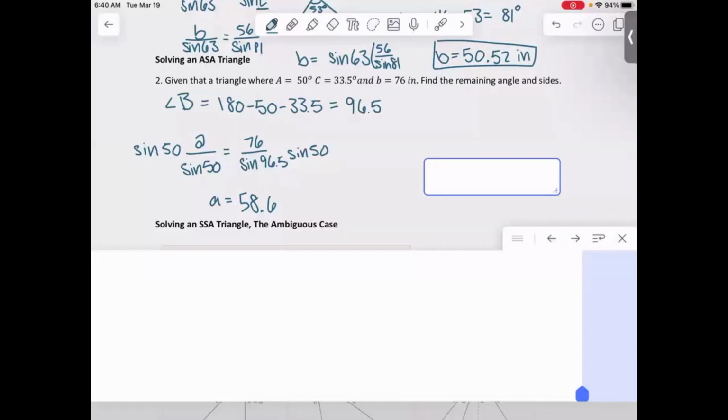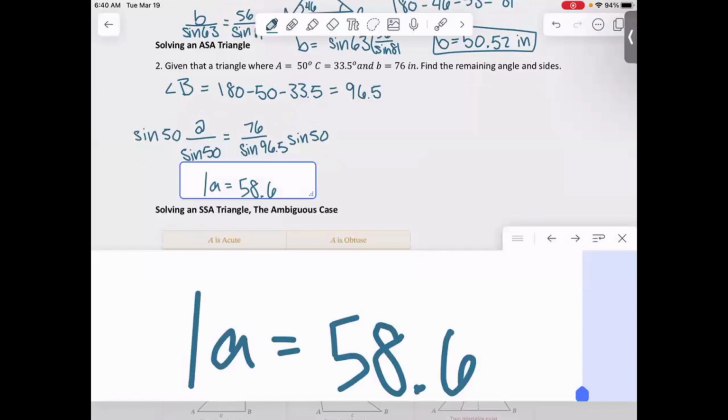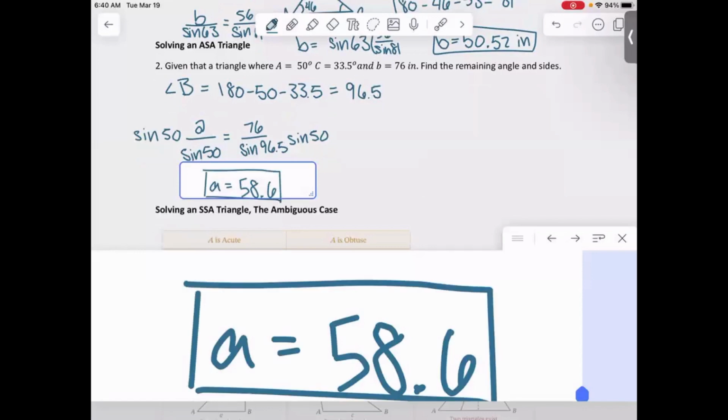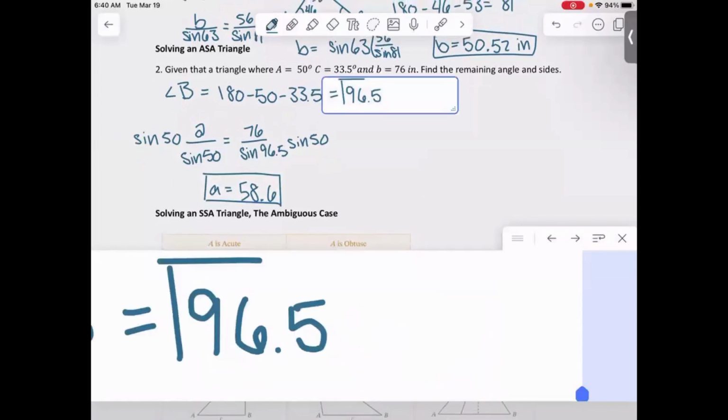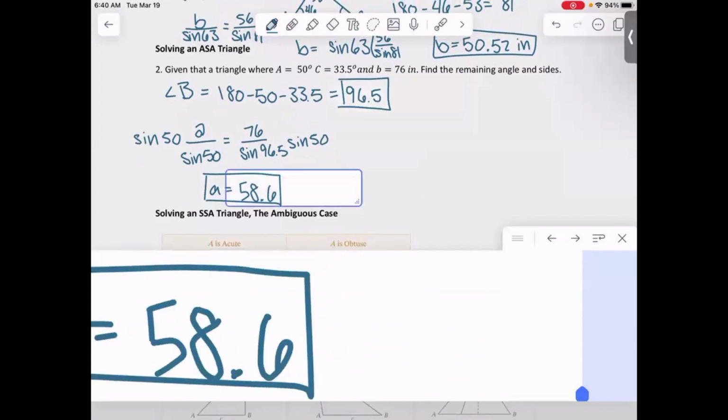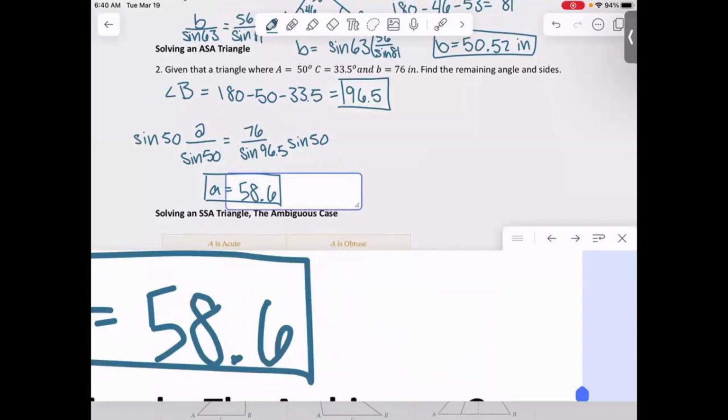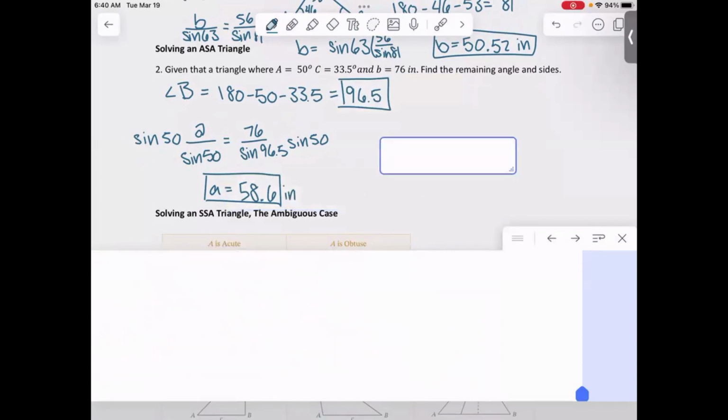So that is my side A. Unfortunately, we are still not done. We found angle B. We found side A. Side A was in inches in this case, so we should include inches here. The last thing we are trying to find is side C. So we still need to find side C.